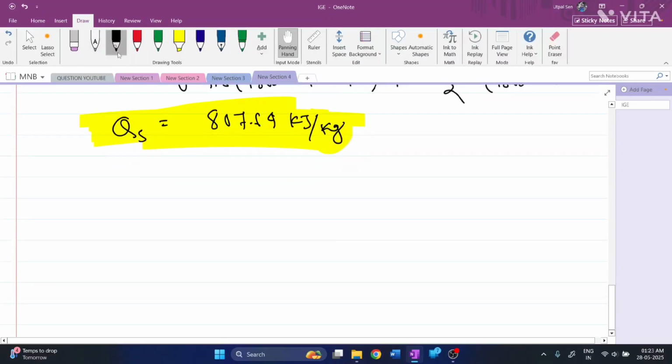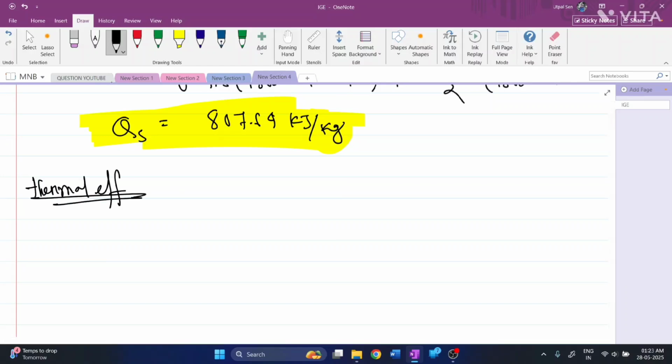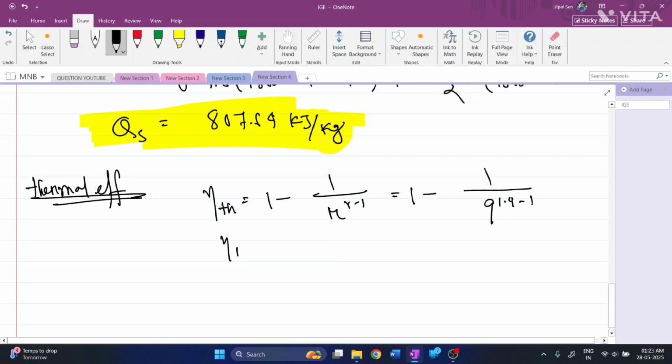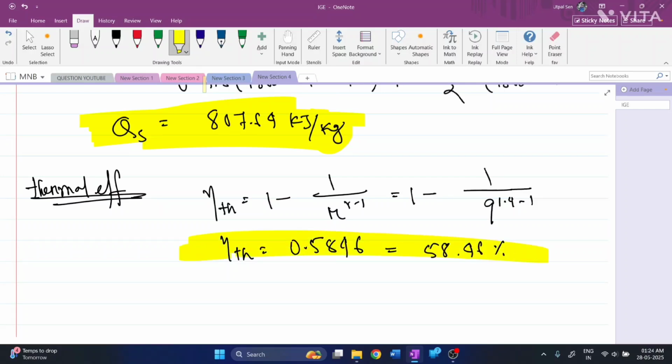So now we have to find out the thermal efficiency. Okay, now we have to find out the thermal efficiency. For the Otto cycle, we have the thermal efficiency formula in terms of compression ratio, that is 1 minus 1 by compression ratio 9 to the power 1.4 minus 1. So from this we get thermal efficiency as 0.5846. In percentage it will be 58.46 percent. So the thermal efficiency will be 58.46 percent. By this we got all the values that are asked in the question.